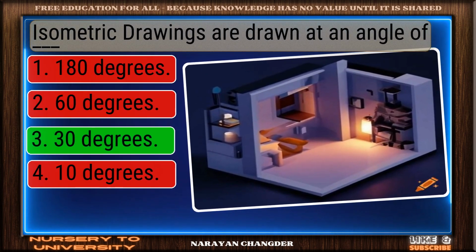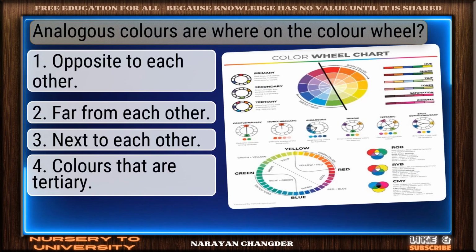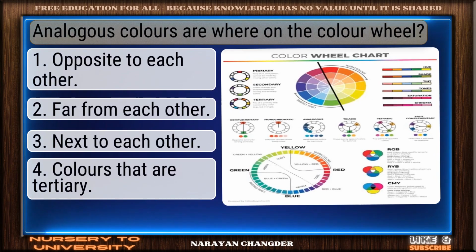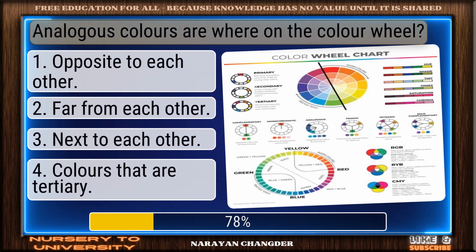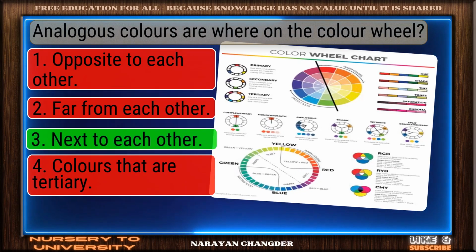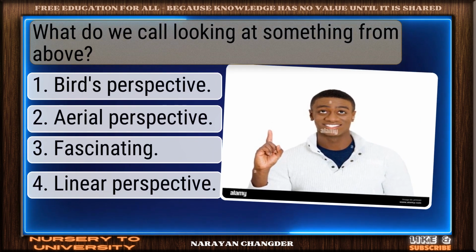Nice selection. 30 degrees is the correct and valid answer. Analogous colors are where on the color wheel? Well reasoned. Next to each other is the correct choice. What do we call looking at something from above?